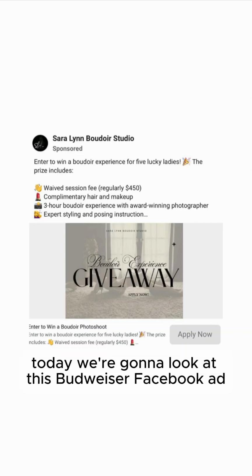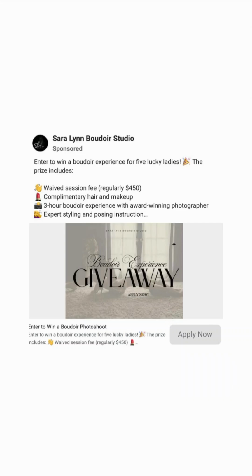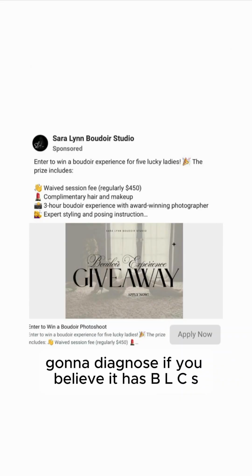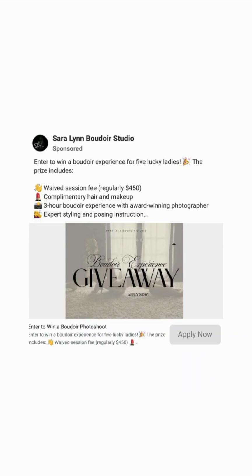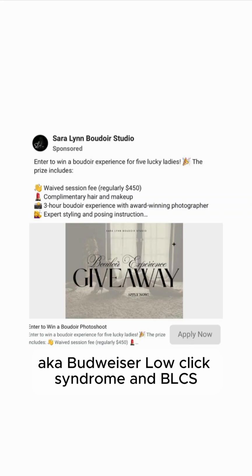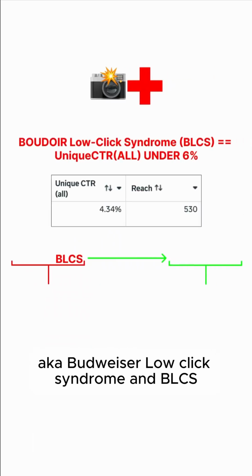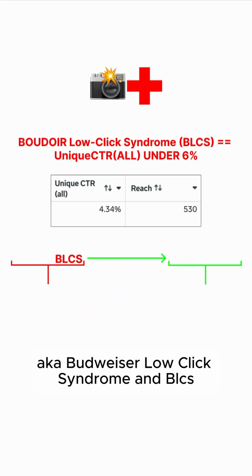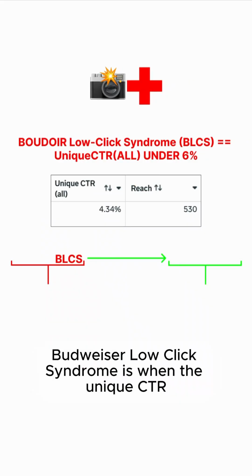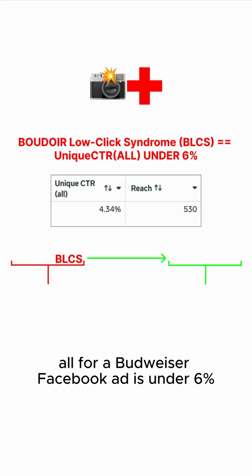All right, y'all. Today we're going to look at this Boudoir Facebook ad. Going to diagnose it, see if we believe it has BLCS, aka Boudoir Low Click Syndrome. And BLCS, Boudoir Low Click Syndrome, is when the unique CTR all for a Boudoir Facebook ad is under 6%.